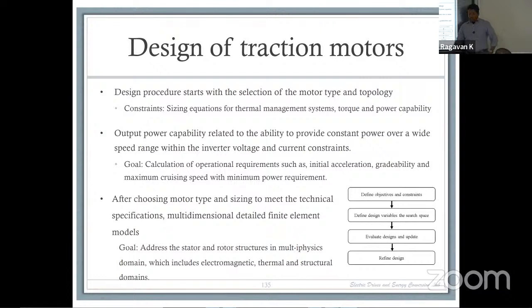So now here's where I start to talk a little bit more in terms of specific numbers, and I'm going to have to look into my screen as well so I can read the numbers a little more carefully. So when you design the traction motor, there are a few steps you have to consider. The first one, you start with the selection of your motor topology and the type.